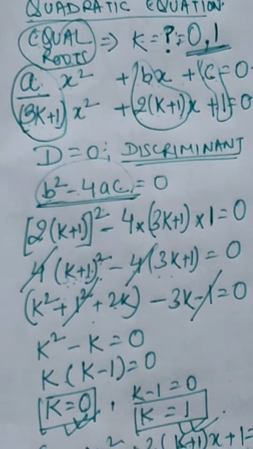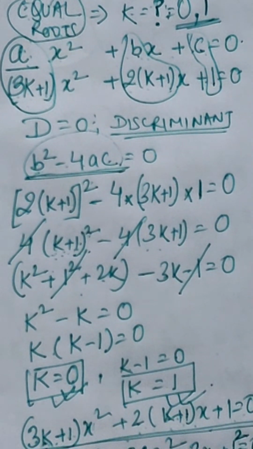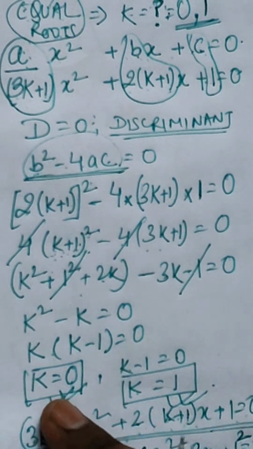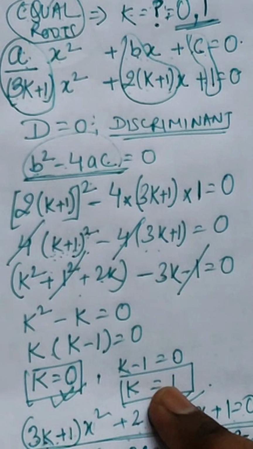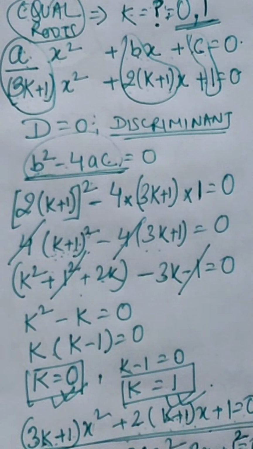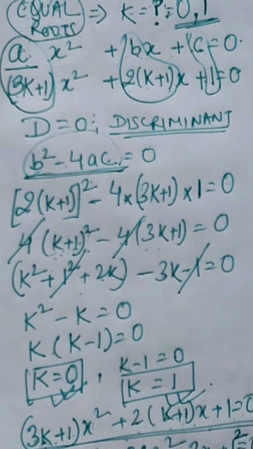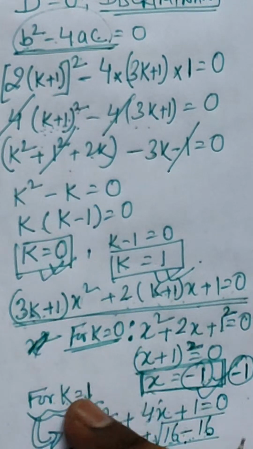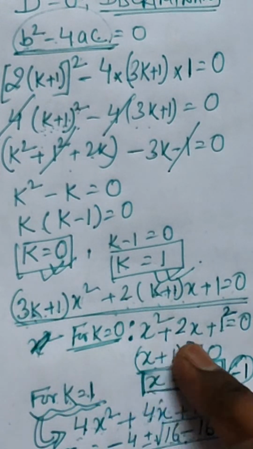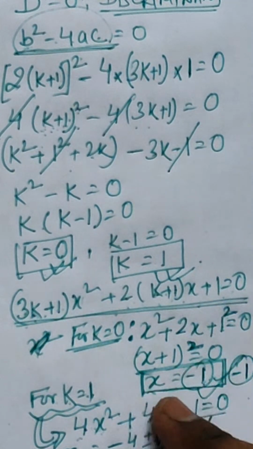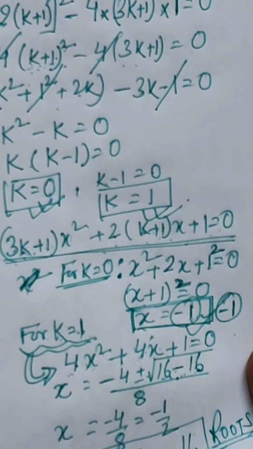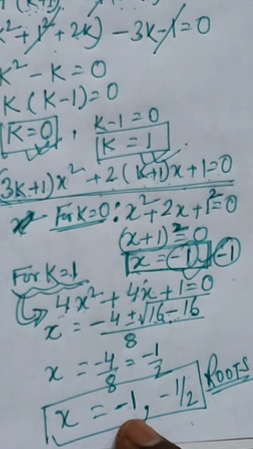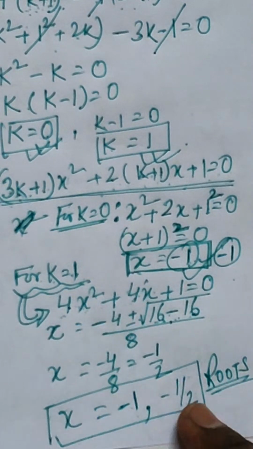So in this way we have solved this question and we get the value of k as 0 and k as 1. And the second part, which was not asked in the question, for the different values of k equal to 0 and k equal to 1, we find the standard quadratic equation, and when you solve it, you find the roots. The two roots are identified as -1 and -1/2.